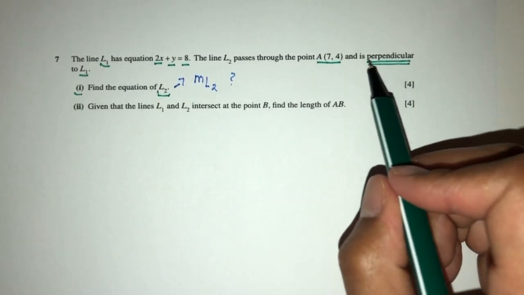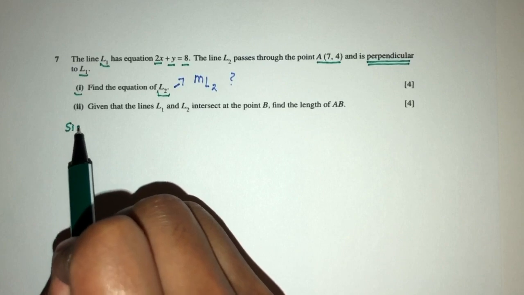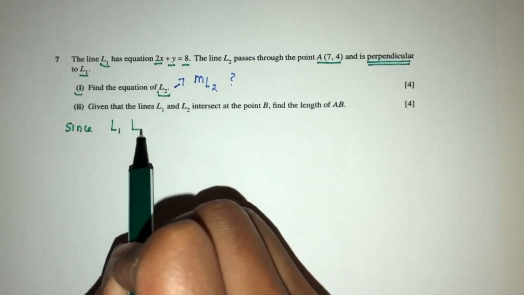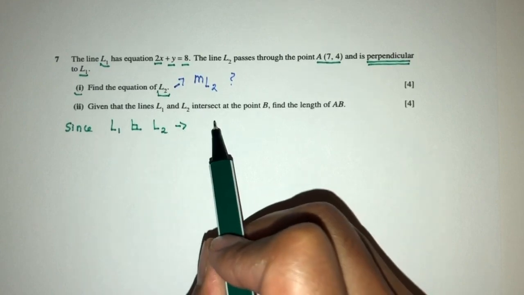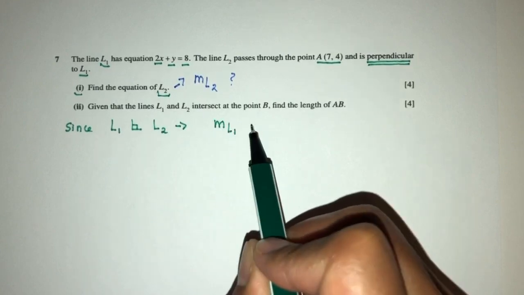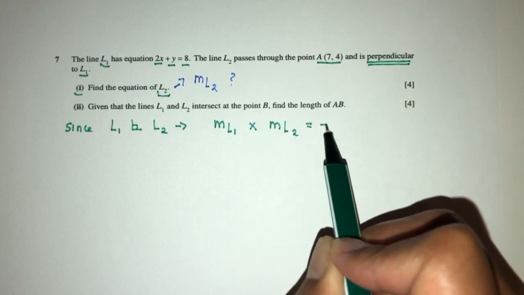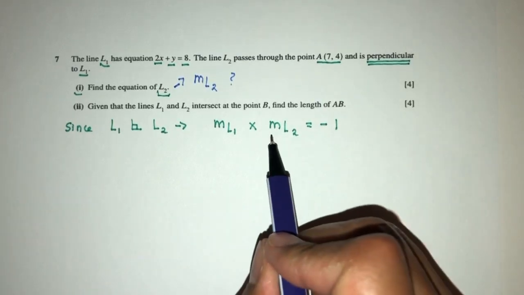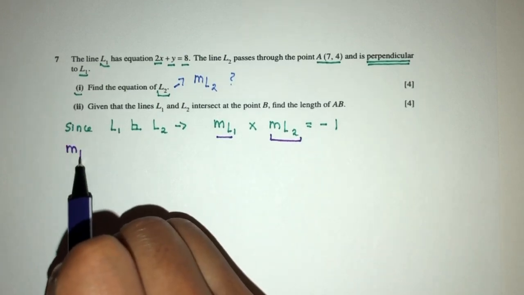So we understand that the line is perpendicular to L1. So since we know that L1 is perpendicular to L2, we can use this knowledge. The gradient of L1 multiplied by the gradient of L2 have to give you the value of -1. That's what we have to know for this question. So to find this, we need to first find this. So what is the gradient of L1?